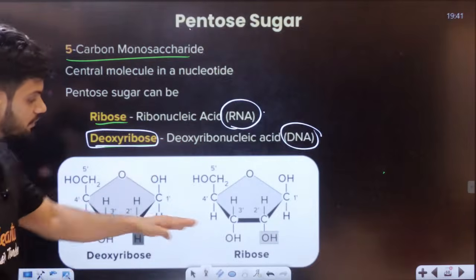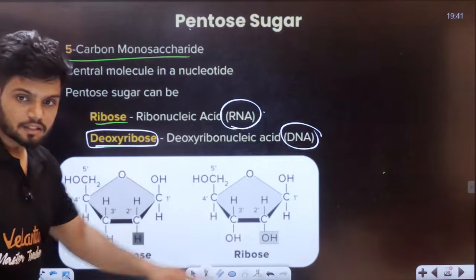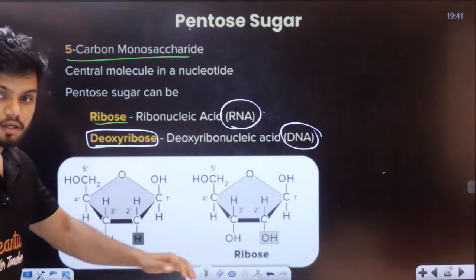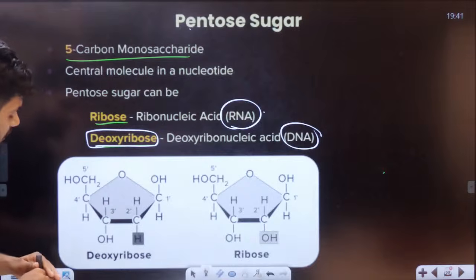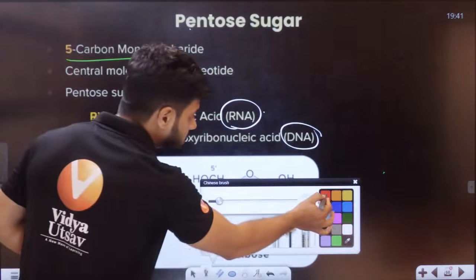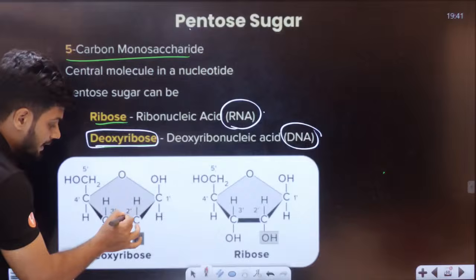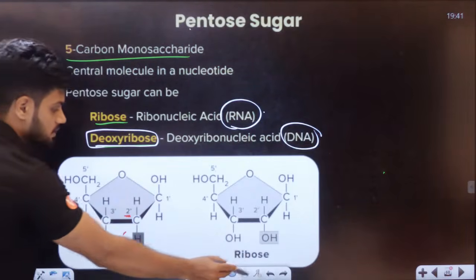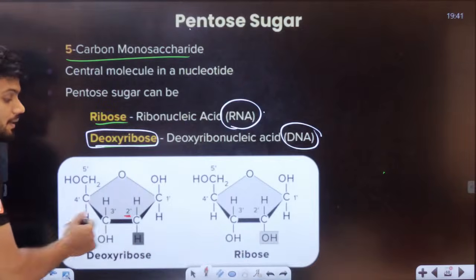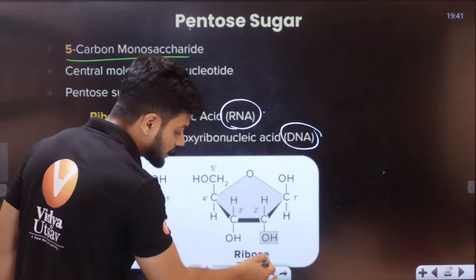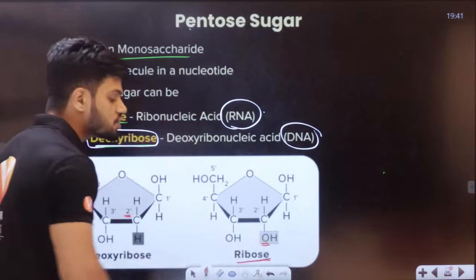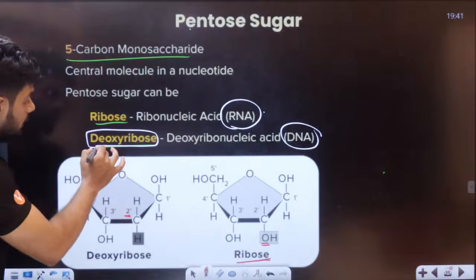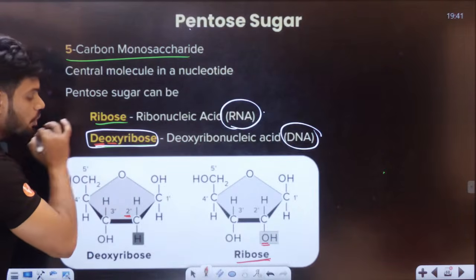So, students, if you see the difference between deoxyribose and ribose, the difference is very simple. In deoxyribose, in the second carbon, one oxygen is missing here. But in the case of ribose, here we can find an oxygen. That is the main difference, students. So deoxy, D means what? D means missing. Oxy means oxygen.